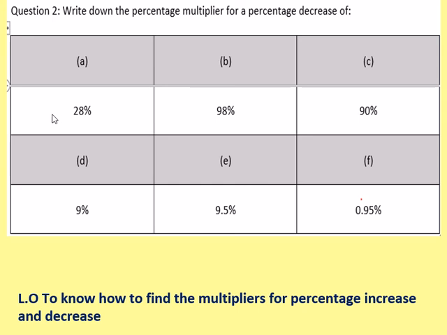So the first one you're going to do 100, take away 28% to give you 72%, and then you're going to turn that into a decimal. So for each of these, because you're finding the multiplier for a percentage decrease, start with 100 and decrease it by this percentage. We'll go through the answers in a minute, so pause it now to try those by yourself.